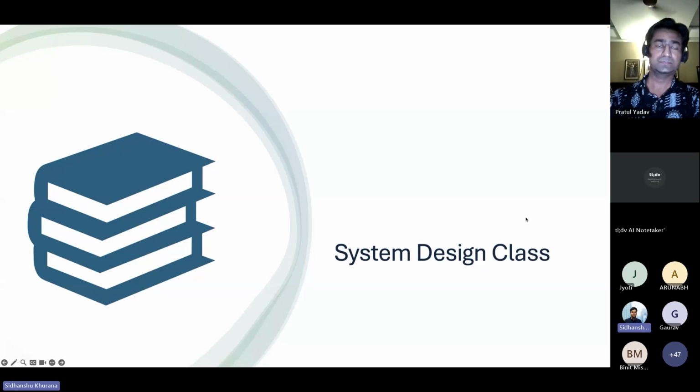Today we'll be going over an interesting system design problem, and we'll share all the details like how to approach this problem. What are the important things when we go over this problem.